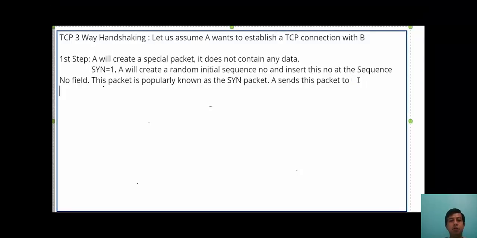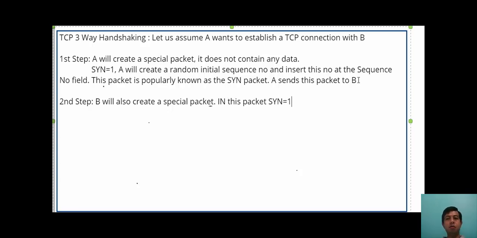Now let's see the second step. Once B receives this packet, assuming that everything is fine, let's see what B will do. B will also create a special packet. Clear? Now what will be the very specific case in this packet? In this packet also the SYN flag will be set. That means the SYN value will be set to 1.